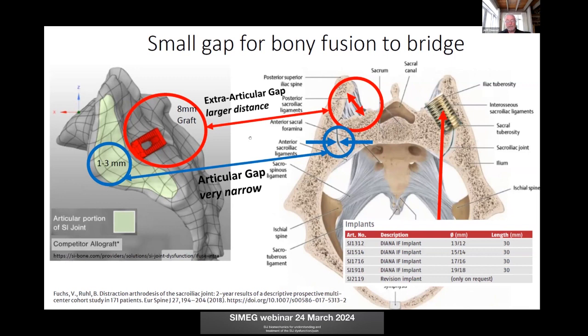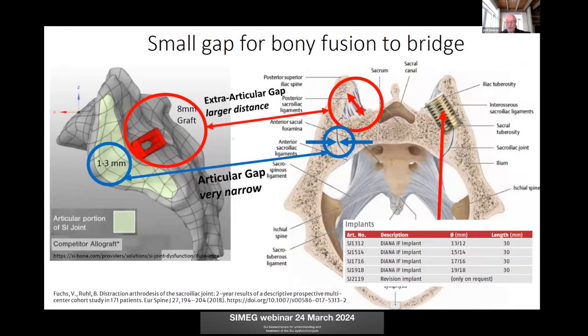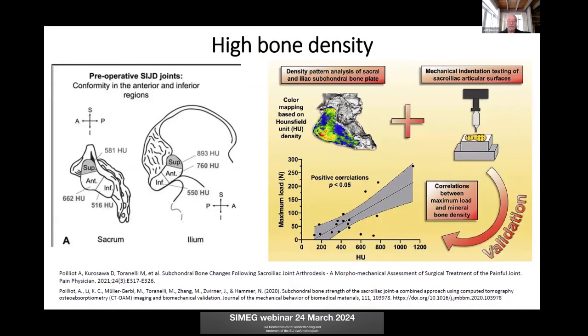Some of the other implants that are placed in this extra-articular space, interesting enough, typically come in one size and are about 8 millimeters, whereas the Diana has multiple sizes to fit that anatomy. So that has to be taken into consideration, as well as the density of the bone. Obviously, if you want to do fixation and fusion, you want to have good dense bone so it doesn't subside. And there's been studies that show that you do have high Hounsfield units in that region of the joint compared to the very hollow sacrum, typically outside of the articular portion of the joint.